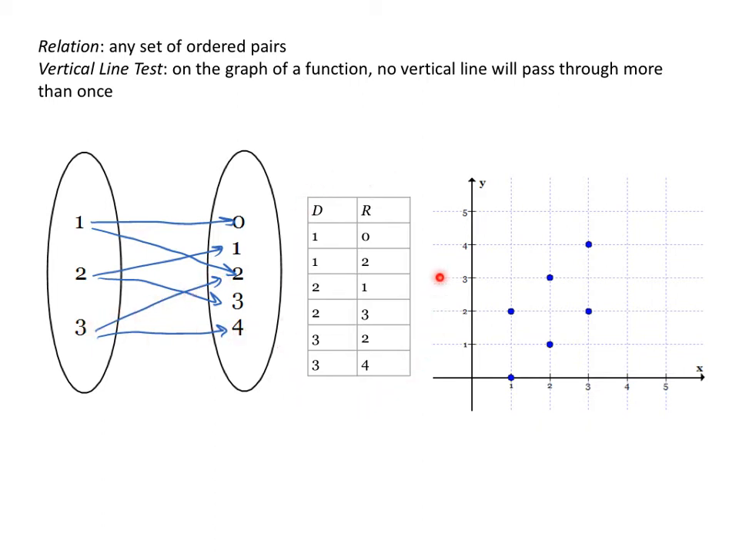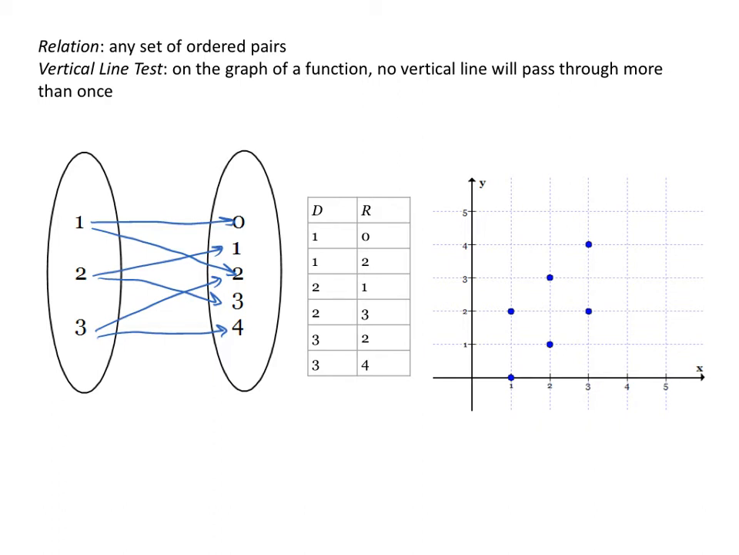On a table, it looks like this. My domain value is 1, and it gives me two different range values. Domain value is 2, gives me two different range values. Domain value is 3, it gives me two different range values.